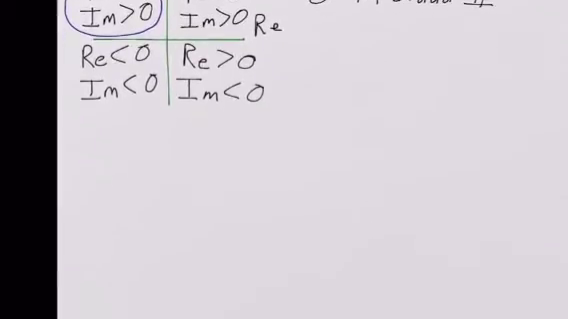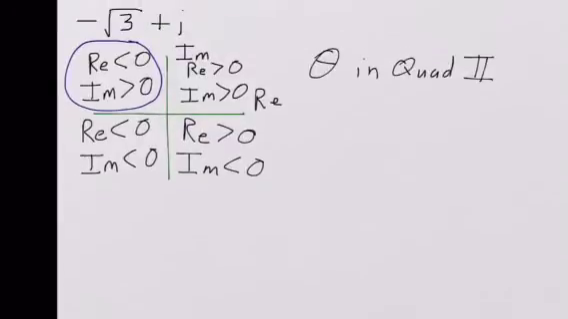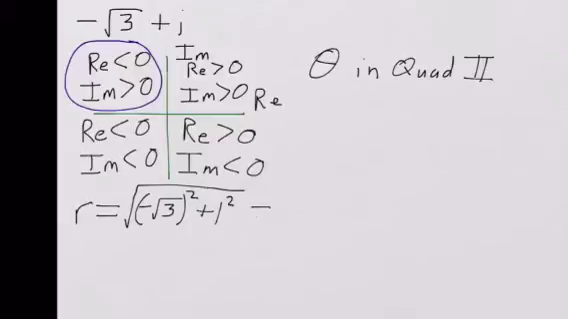So now, we're going to need to find r and theta. To find r, that's simple. We just plug it into the formula. r is equal to the square root of minus the square root of 3 squared plus 1 squared, which is equal to the square root of 3 plus 1, or the square root of 4, which is 2. We do not need to worry about plus or minus here. We always assume that a radius is going to be positive.